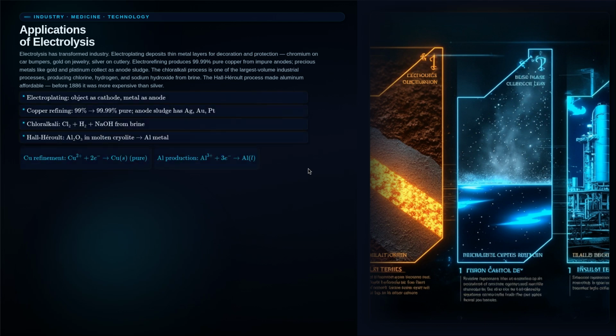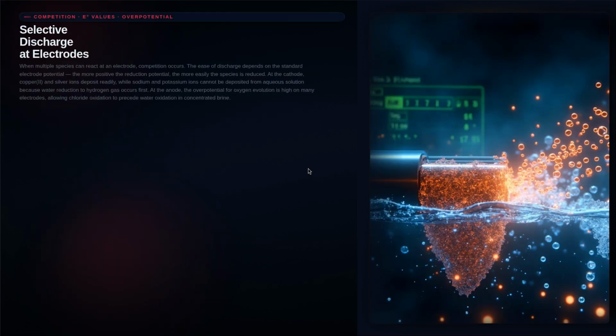Electrolysis has transformed industry. Electroplating deposits thin metal layers for decoration and protection, such as chromium on car bumpers, gold on jewelry, silver on cutlery. Electrorefining produces 99.99% pure copper from impure anodes. Precious metals like gold and platinum collect as anode sludge. The chlor-alkali process is one of the largest volume industrial processes, producing chlorine, hydrogen, and sodium hydroxide from brine. The Hall-Héroult process made aluminum affordable. Before 1886, aluminum was more expensive than silver.